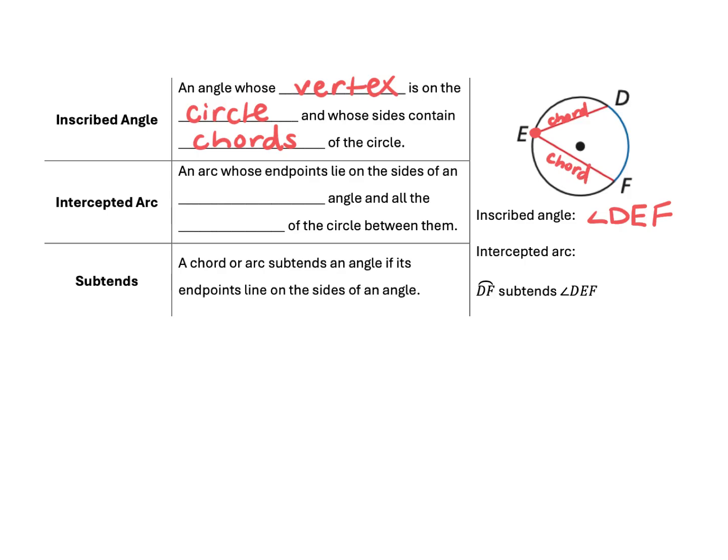Now, an inscribed angle also creates an intercepted arc. We talked about intercepted arcs earlier in lesson 11.2 when we looked at the central angle intercepting an arc. Well, inscribed angles also have intercepted arcs. An intercepted arc is an arc whose endpoints lie on the sides of an inscribed angle, and all of the points on the circle between them. Here, the arc DF is the intercepted arc to the inscribed angle, angle DEF.